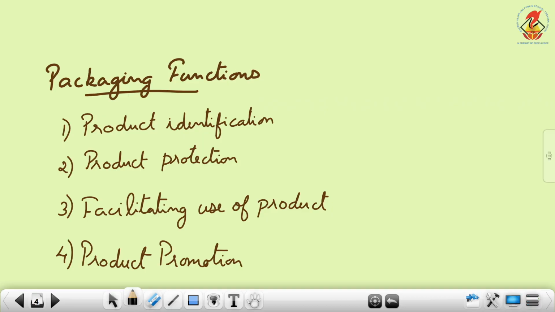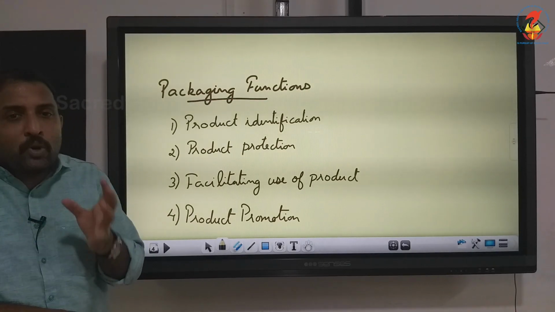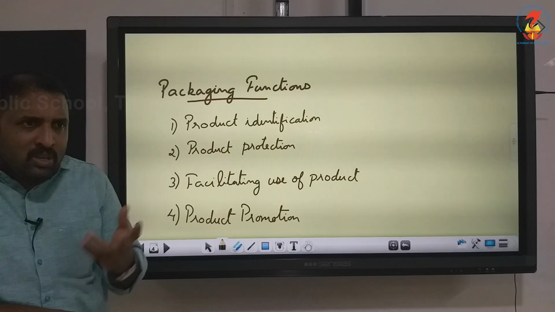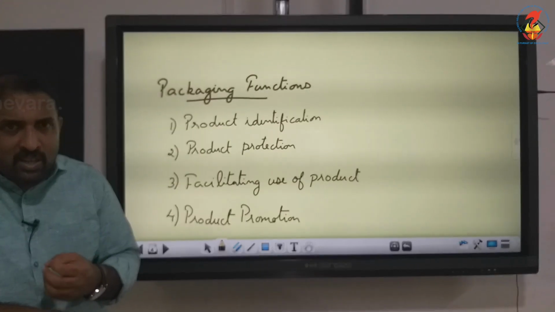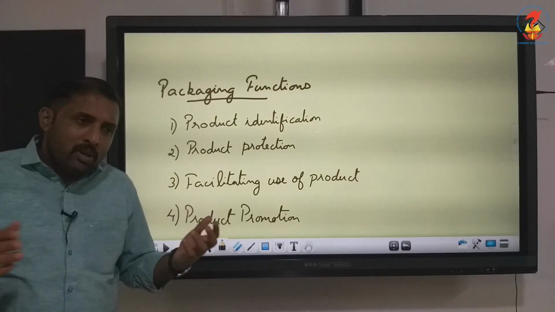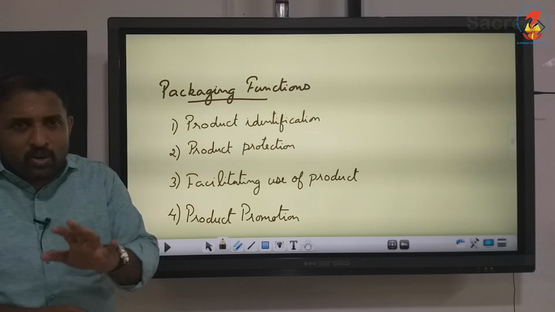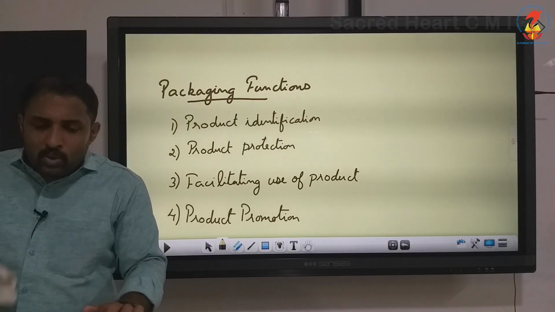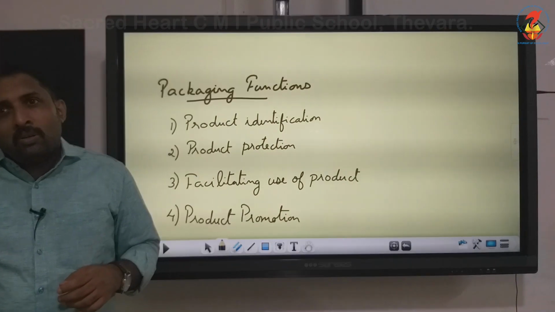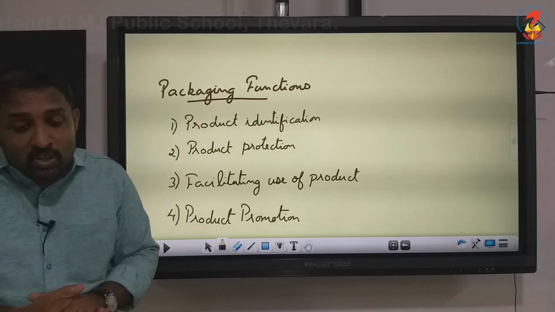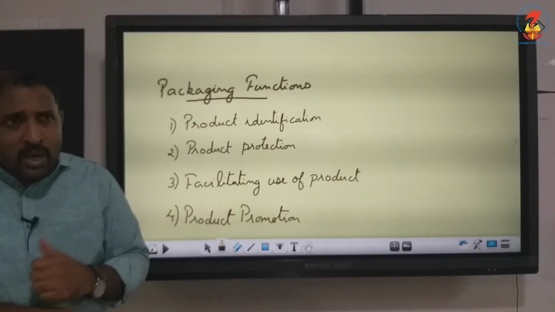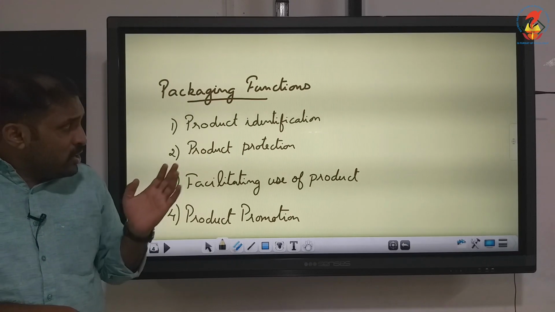Another thing is product protection. As I have said, the package is basically intended to protect the product from pilferage, spoilage, breakage, leakage. You can see when you are looking at packing, different things are packed the way they are to be. When you are using fragile things, there will be special layers, special kinds of covers being used to protect them. Or when you are bringing in certain things which are to be kept in the refrigerator, the package will be made in such a way. So it makes sure that no spoilage is there, no pilferage is there, no leakage is there, and no climate effect. So packages are made in order to protect the product.